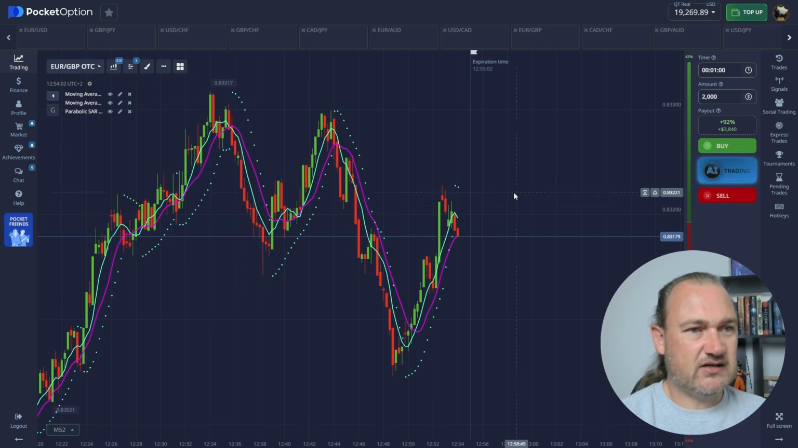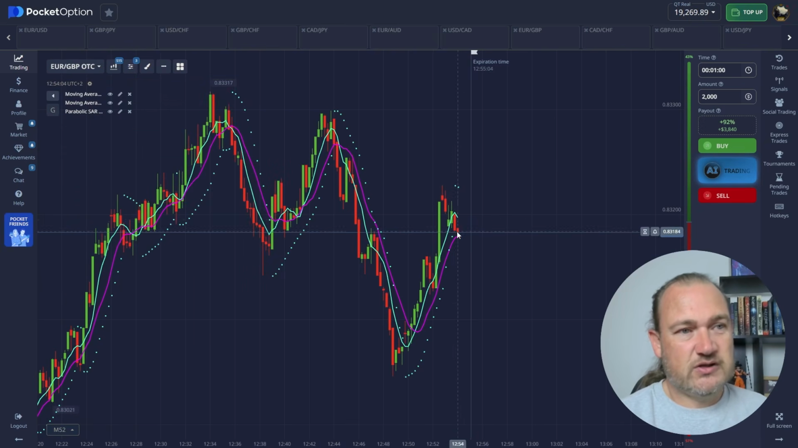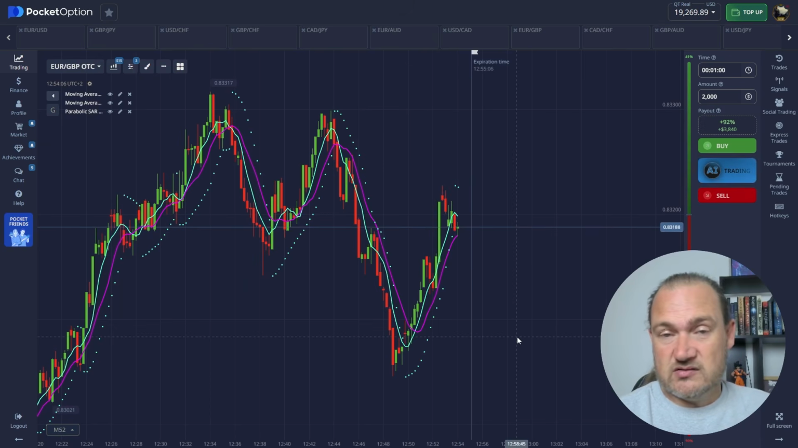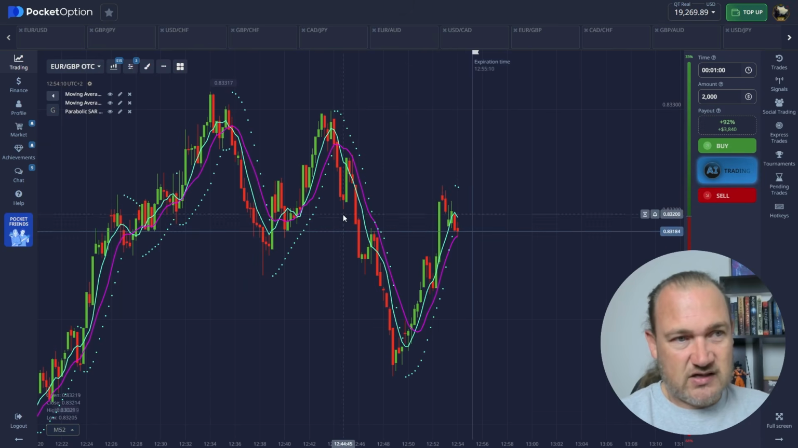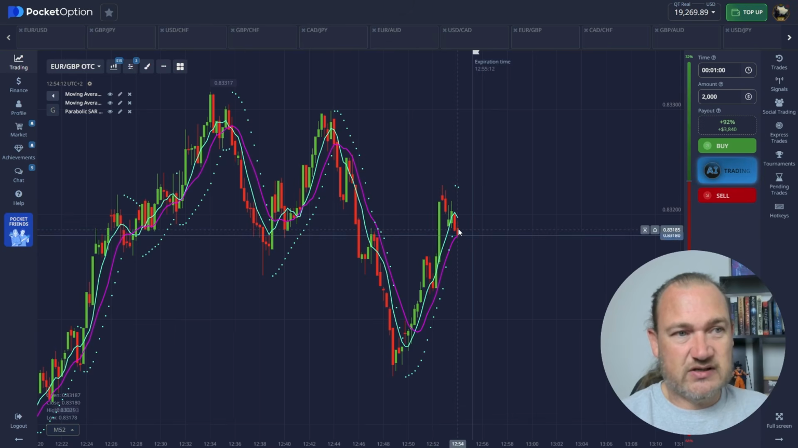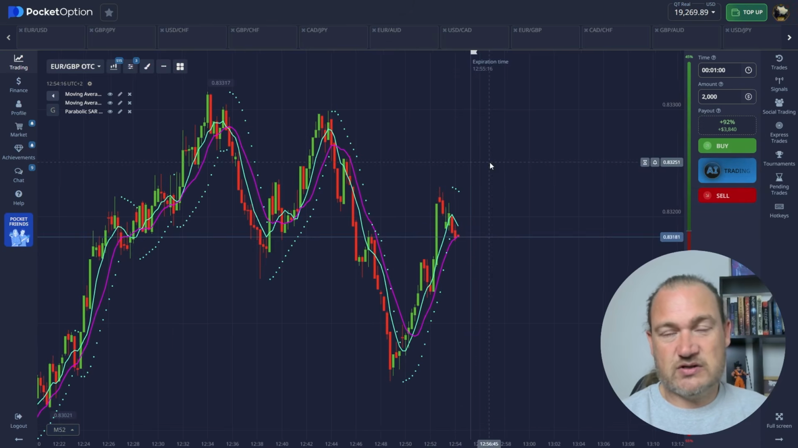Let's see, we might get an entry on this. This could be a correction. For all we know, price can continue moving downwards. That's the reason we have the indicators on our chart. We're not just going to take a buy trade here because we think this is just a correction and price will continue upwards.